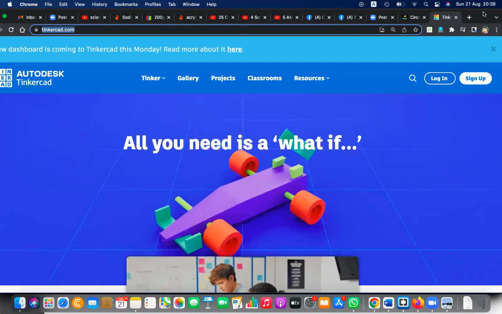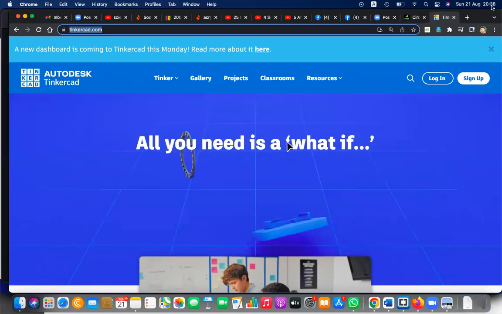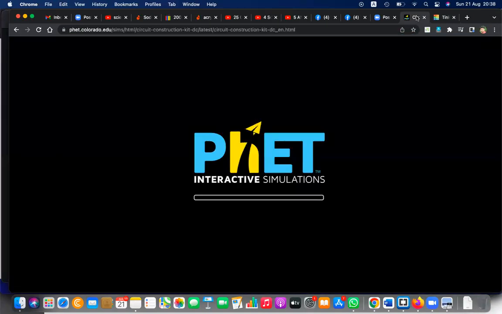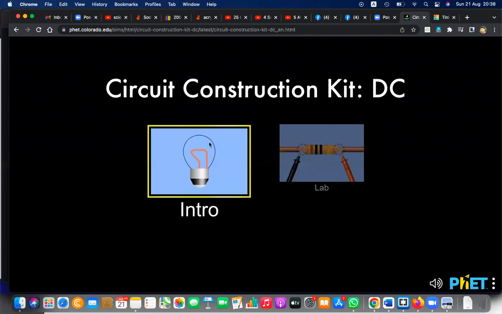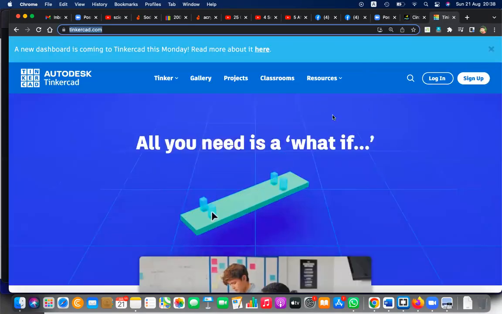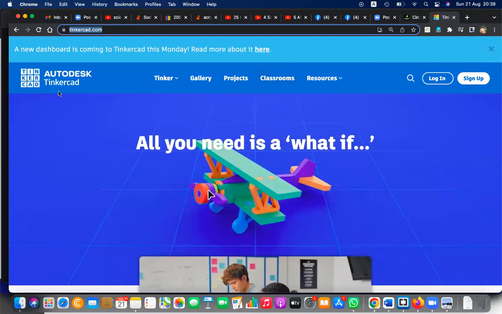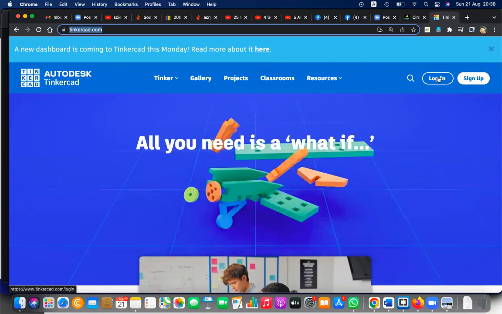Here actually, when you go to tinkercad.com, you can do it with a mobile phone. The first one you can do using a mobile phone easily. But with the second one, some of the drag and drop doesn't work, there is that problem. Okay, let me log in.